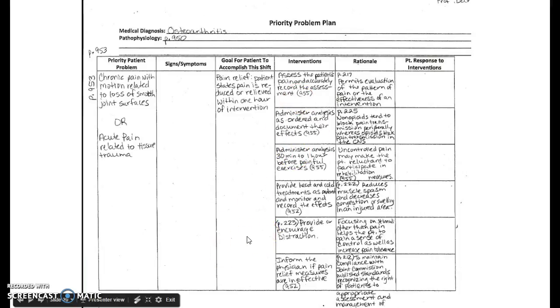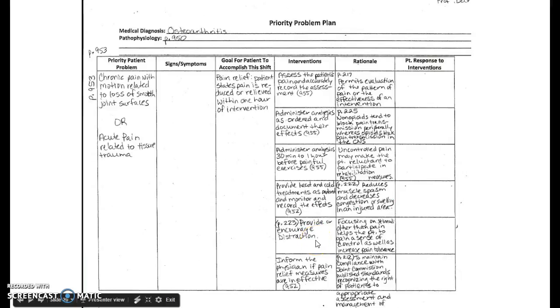And then the second one, it says, in addition, instruct patient in the heat or cold treatments as ordered and monitor and record the effects of the intervention. So provide heat or cold treatments as ordered and monitor and record the effects. Again, if we flip back to the pain management chapter, page 222, it explains why heat and cold is used. And it's on 222, second column, right in the middle. The physician may prescribe the application of heat or cold for pain. Heat or cold is used to reduce muscle spasm and decrease congestion or swelling in the injured area. So that's exactly what I wrote.